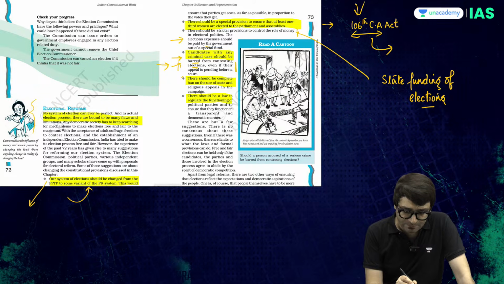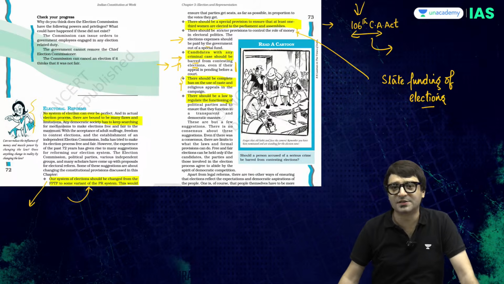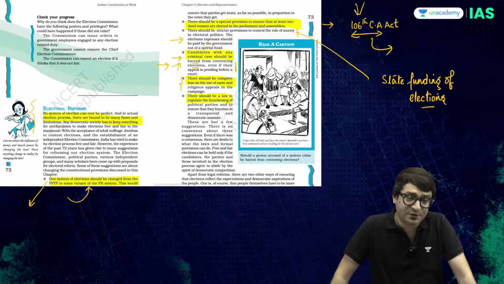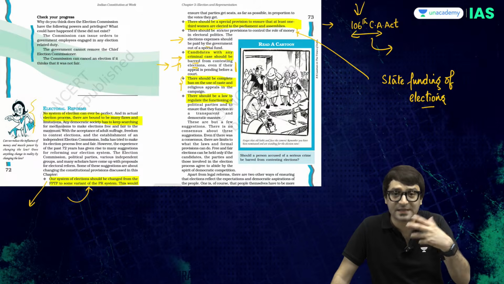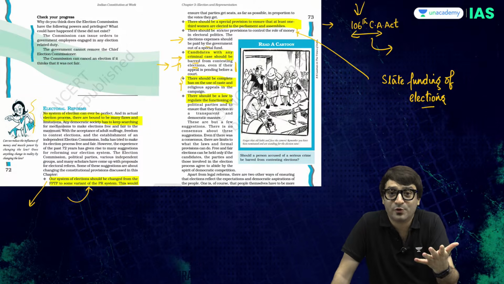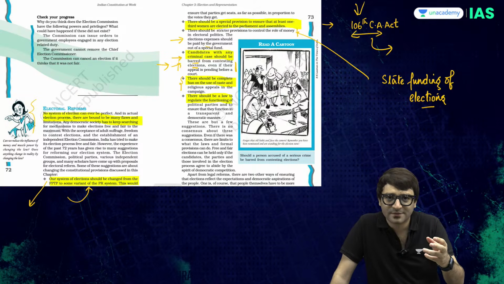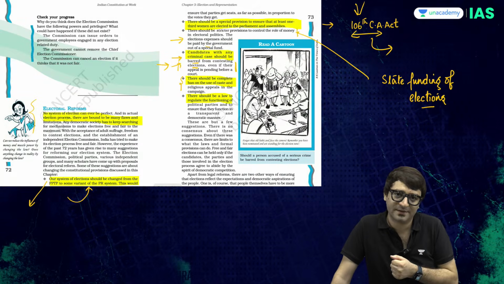There should be a complete ban on the use of caste and religion or religious appeals in the campaign. That is an NCERT reform. But you can't say, sir, I won't write it in the exam if this question is asked, because this reform would not be implemented. You have to write something to get 12.5 marks in the exam.